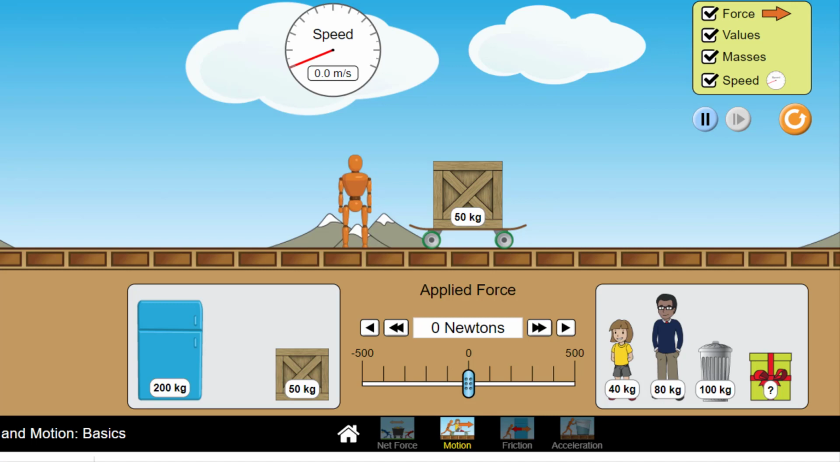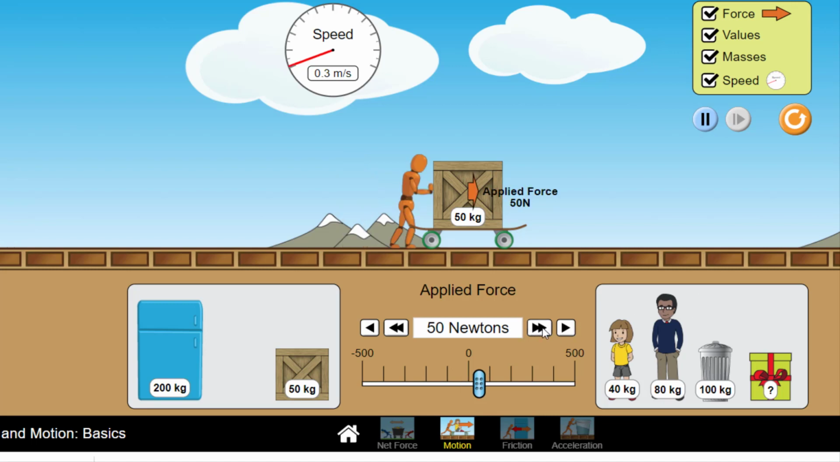We're going to be looking at this wooden crate, which has a mass of 50 kilograms. It's going to be sitting on a skateboard, and there's going to be no friction between the wheels and the bearings of the wheels, so we don't need to worry about friction at all, not even friction between the crate and the air. The man is going to be providing the force by pushing the wooden crate, and above the man's head is a speedometer, which will help us see how the speed is changing when the force is applied.